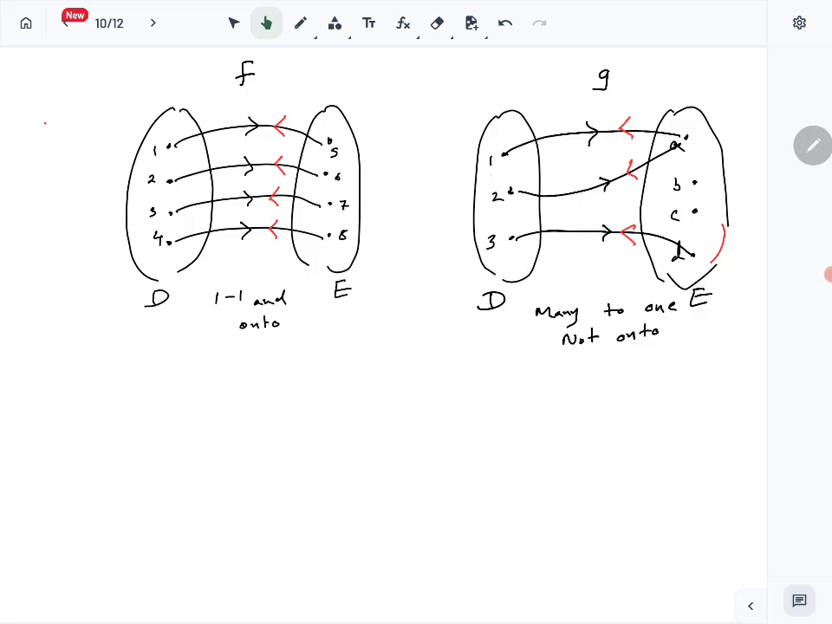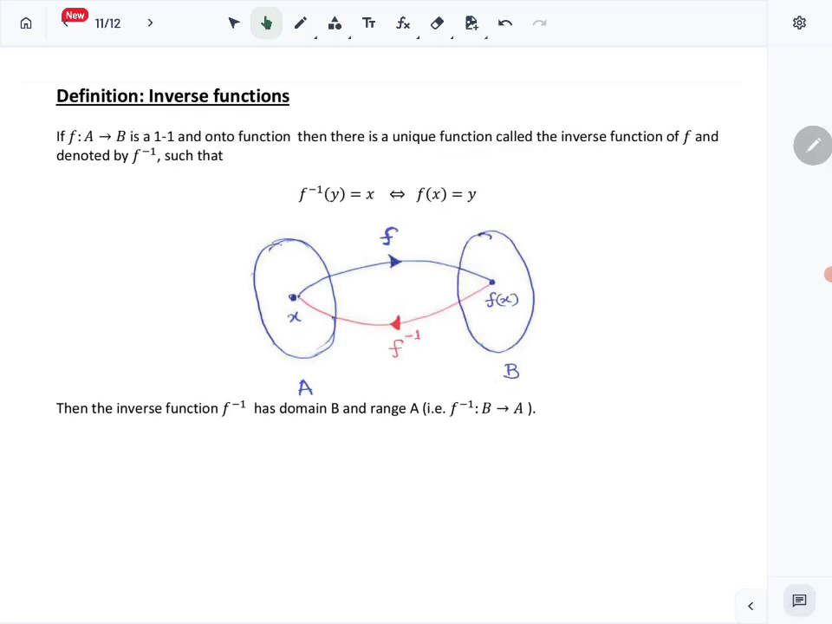So not all functions can be reversed to create another function. So this type will not have an inverse function, the reverse function, right? Only one-to-one and onto functions can have a reverse function or inverse function, right? Okay, so now we can define inverse functions, right?